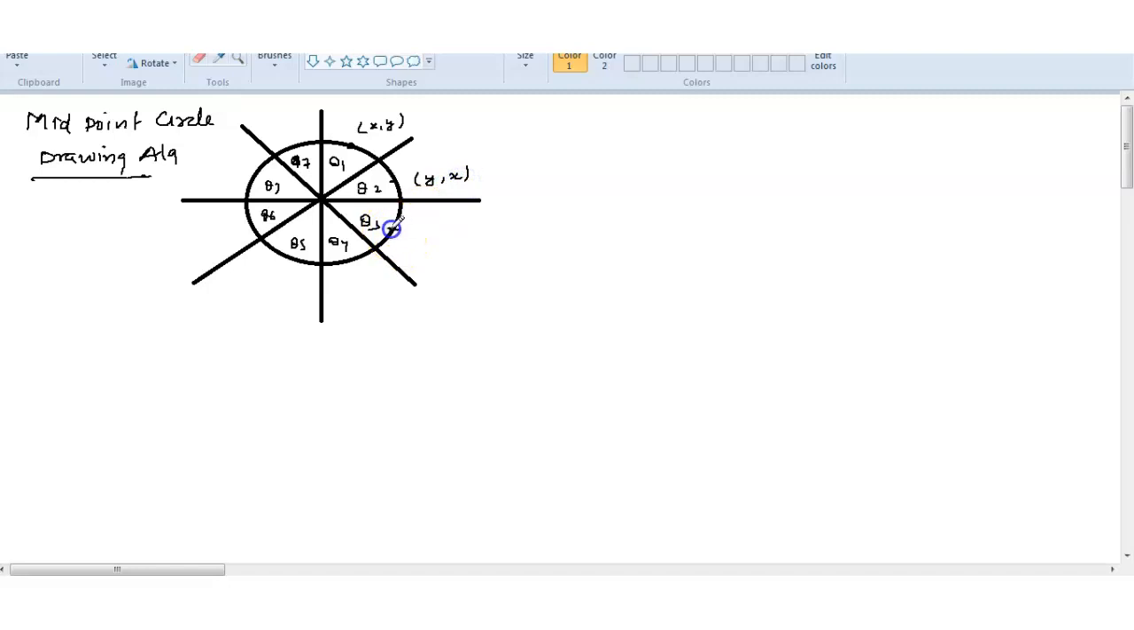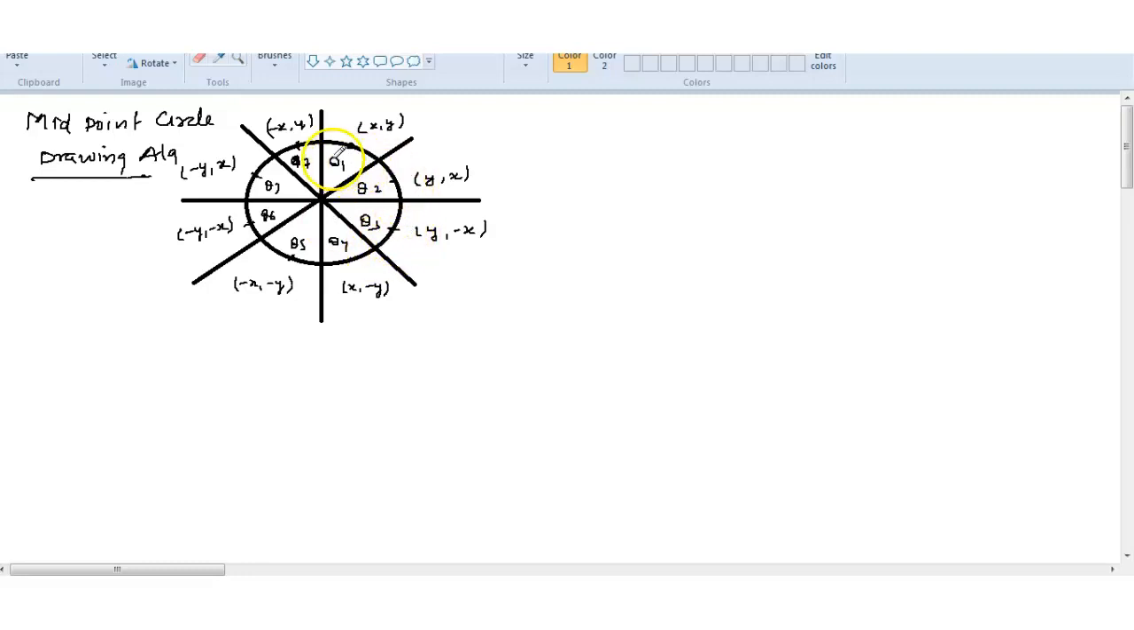Similarly, this one, y and x, is the reflection of the positive x coordinate. This becomes y and minus x. This one is x and minus y. This coordinate becomes minus x, minus y. This coordinate is minus y, minus x. This one is minus y and x, and this is the coordinate with minus x and y. So these are the 8 symmetric coordinates of the circle, and these are the 8 octants.